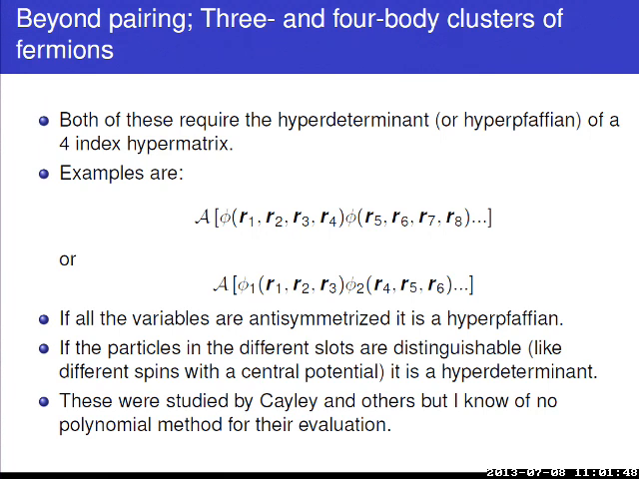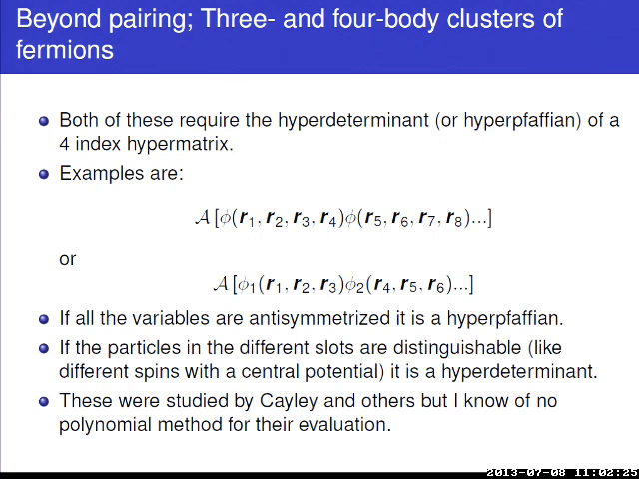If you anti-symmetrized all the variables, it's a hyperpfaffian. If you anti-symmetrize only in the slots, the equivalent of anti-symmetrizing just the spin-ups and the spin-downs, then it's a hyperdeterminant. So what's hyper? Beyond determinant. It means exactly this. If I wrote this with two indices, this would be the determinant of the matrix. Well, Cayley called it hyperdeterminant, so that's why I use that. I didn't invent it.